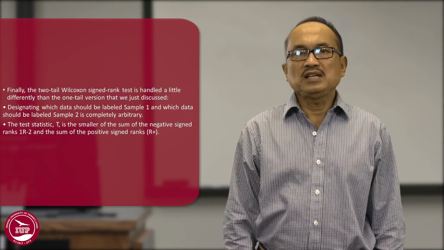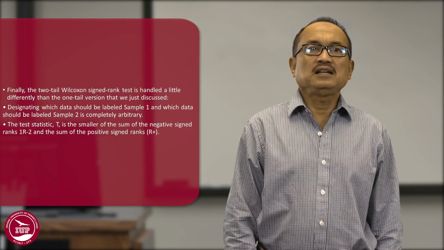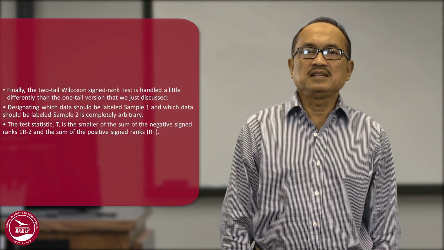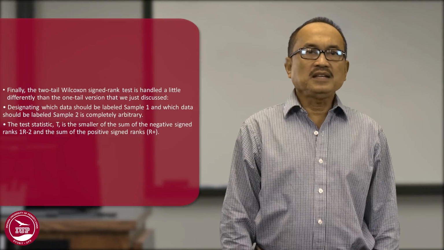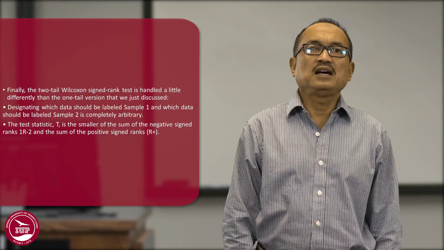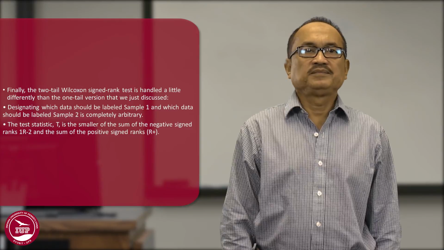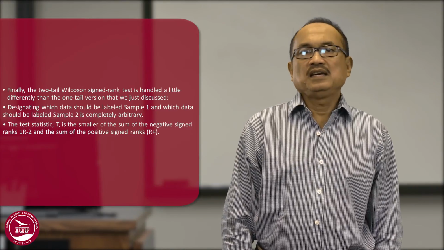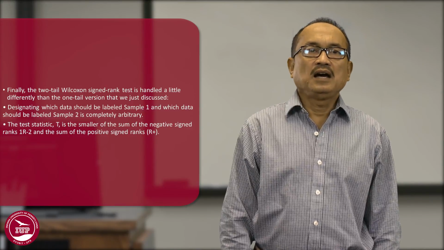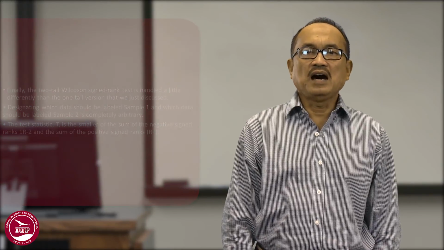Finally, the two-tailed Wilcoxon sign rank test is handled a little differently than the one-tailed Wilcoxon that we just discussed. Designating which data should be labeled sample 1 and which data should be labeled sample 2 is completely arbitrary. The test statistic T is the smaller of the sum of the negative sign rank, R minus, and the sum of the positive rank, R plus.